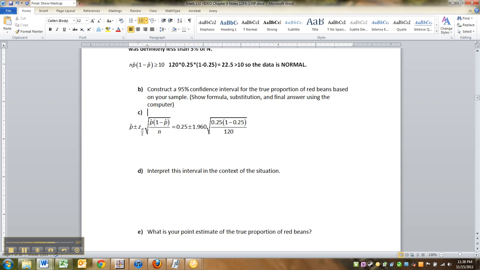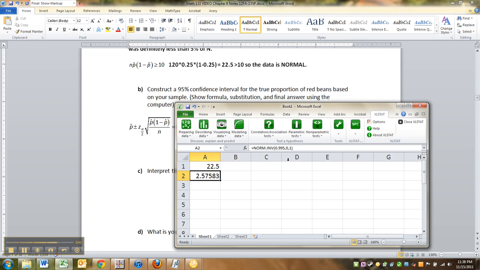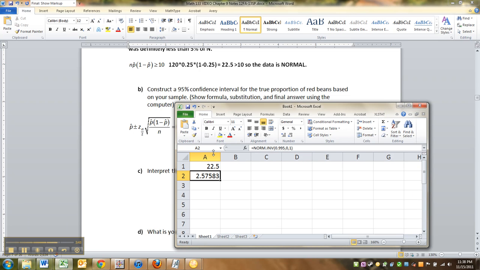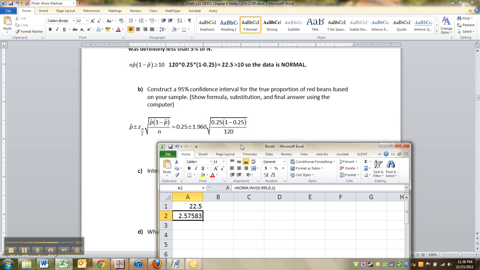So for these kind of things, you don't have to do this formula by hand, longhand. If you really want to, you can type it into Excel. So there's a lot of ways you can do this. You could literally just type equals 0.25. Well, you know what? Let me label some things here. P hat is 0.25. N was 120, right? And our Z was 1.96.